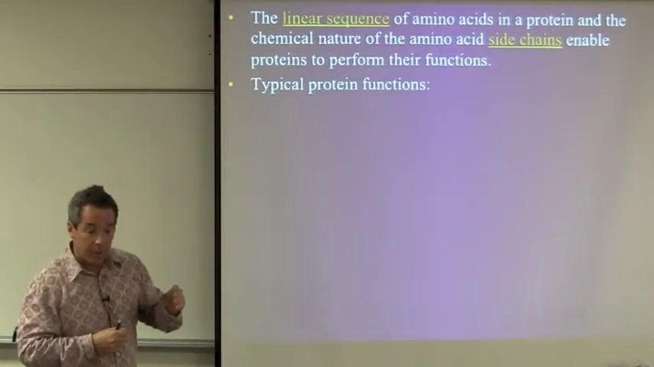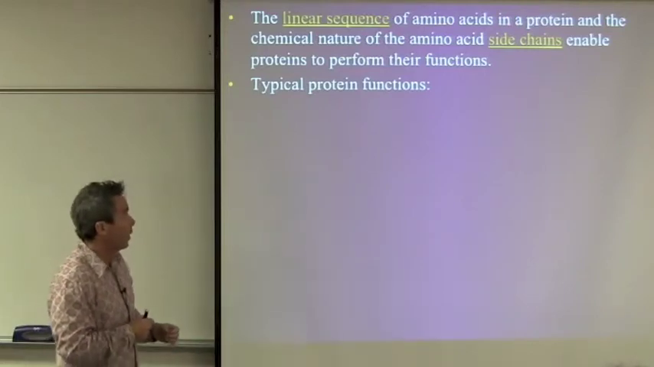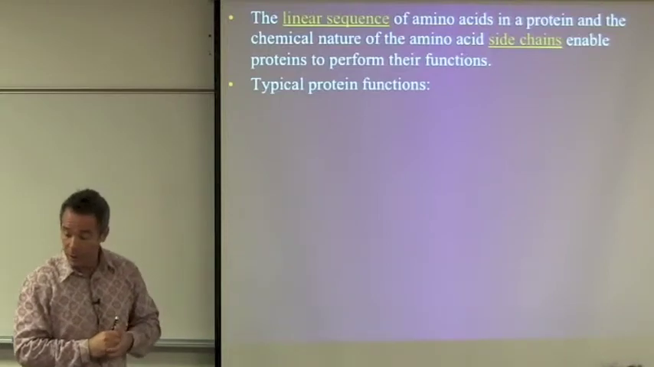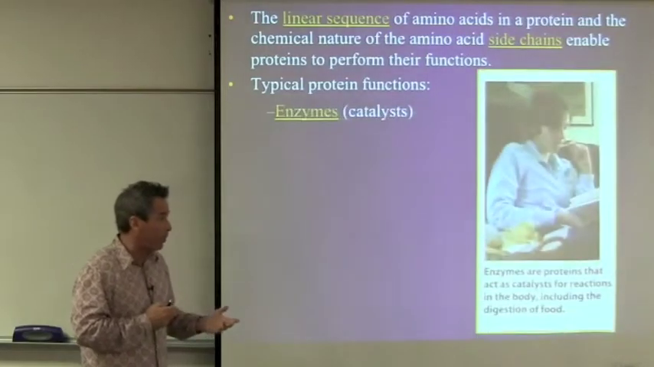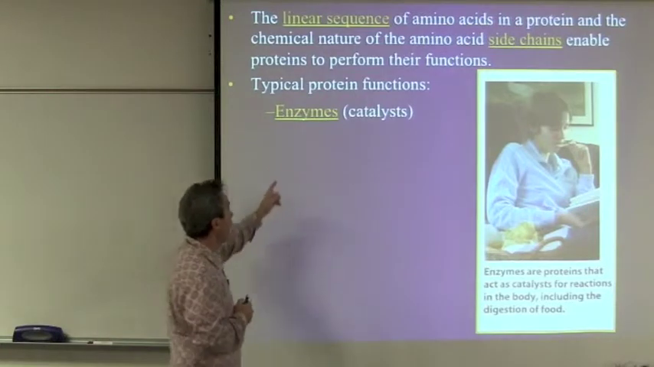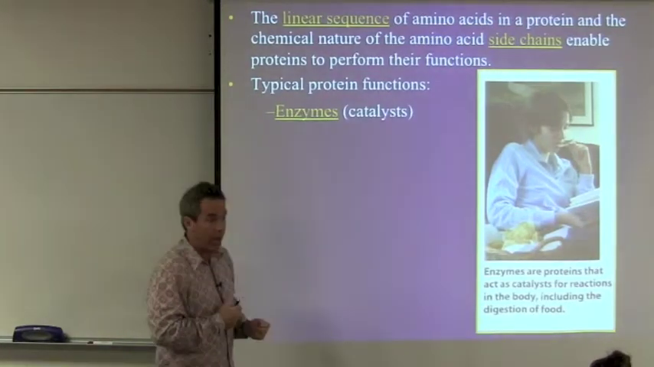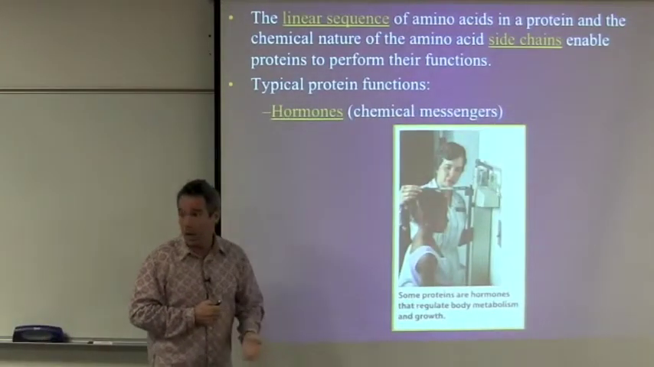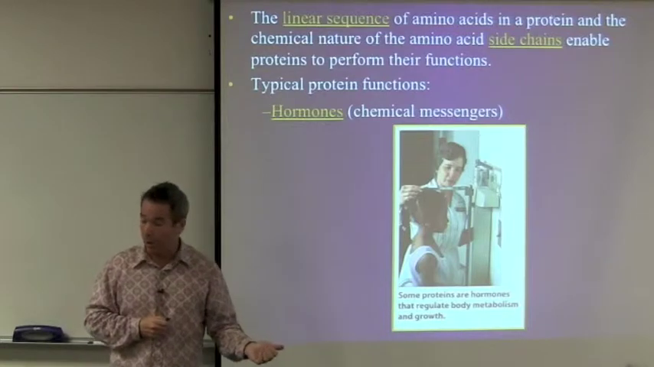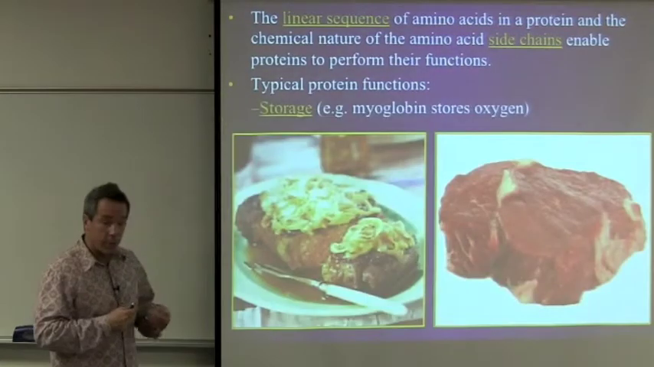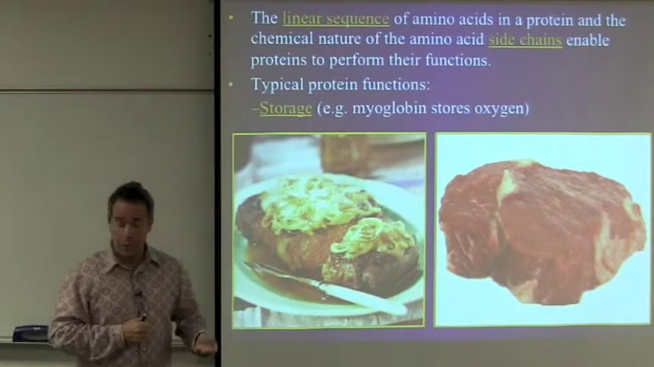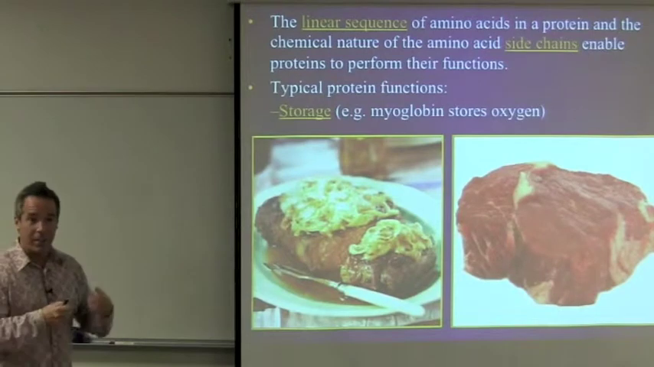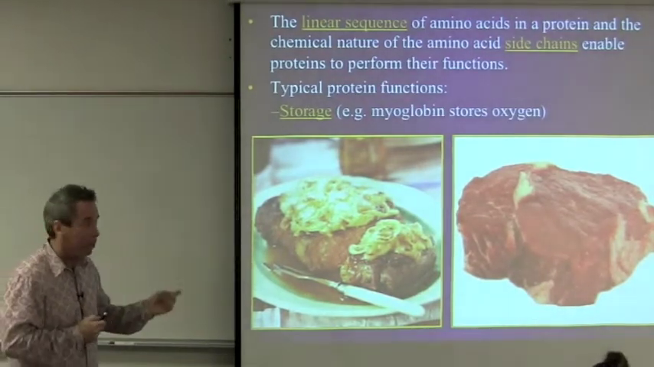The linear sequence of these amino acids in a protein and the nature of the side chains enable proteins to perform their functions. What are functions of proteins? Let me give you some examples. Proteins can function as enzymes. They can catalyze a chemical reaction. Proteins can function as hormones. We saw how steroid hormones worked in our last chapter. Proteins can act as storage molecules. For example, a molecule called myoglobin will store oxygen. We need a lot of oxygen where we use a lot of energy, and that's why it's in the muscles.